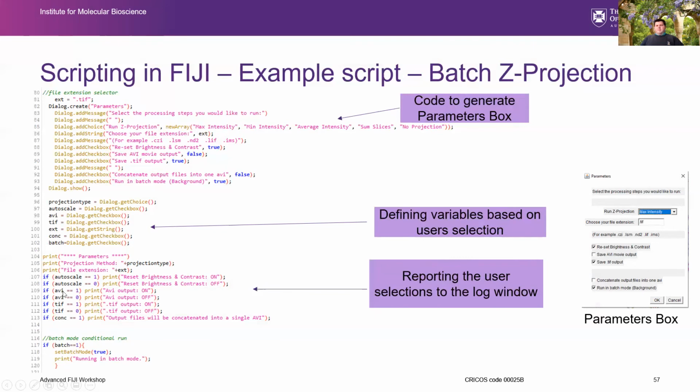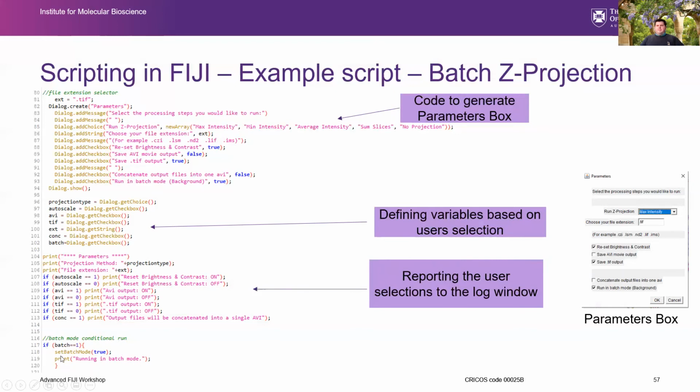We have some if statements. So if the user has ticked reset brightness and contrast, well then the auto scale value will be defined as 1, and it will print that it's turned on. If they haven't ticked it, then the variable here will be set to 0, and then the output will be printed that it's off. And this applies to all the other methods.